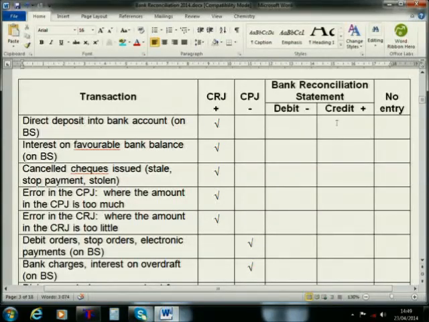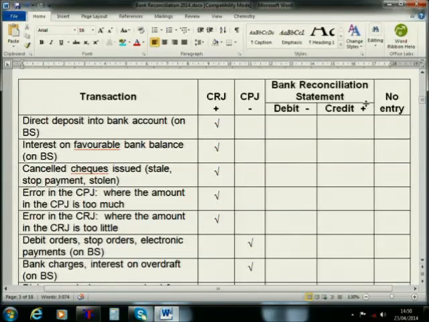The cancelled checks issued. We must cancel a check that was issued because it's stale, older than 6 months, or we stop the payment because we're not happy, or the check got lost, or the check was stolen, or whatsoever. Remember, we issue the check in the CPJ. For us to cancel that check, we cancel it in the CRJ.